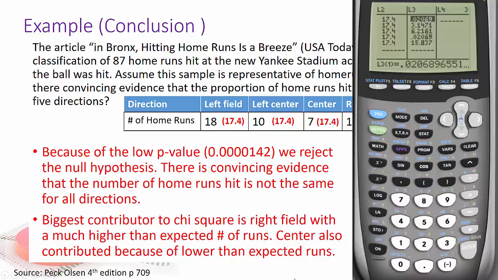So the biggest contributor to chi-square in this example is right field, with a much higher than expected number of runs. Now, just because it has a big chi-square contribution doesn't mean that it's higher. It just means it has a bigger contribution because it's further away from expected. The second biggest contribution is from left center, I'm sorry, not left center, center, because you can see that one's off by more than 10. So that one also has a big contribution.